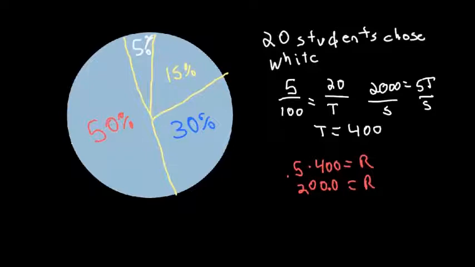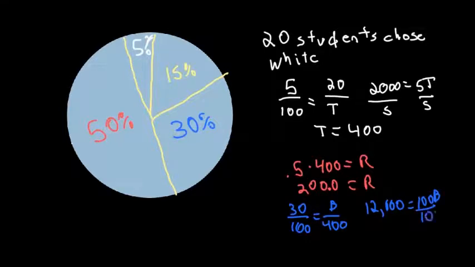Alright, next 30%. Here we'll do the proportion. So we got 30 over 100 equals blue over my total students of 400. So 30 times 400 is going to give me 12,000 equals 100B. So divide by 100. 2 zeros cancel. So blue is 120 students.